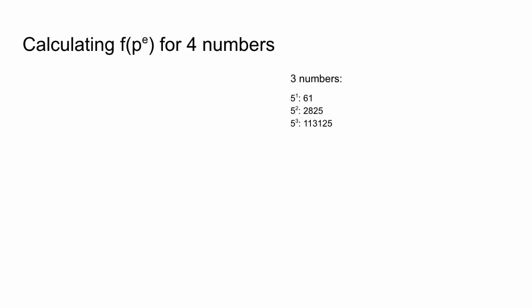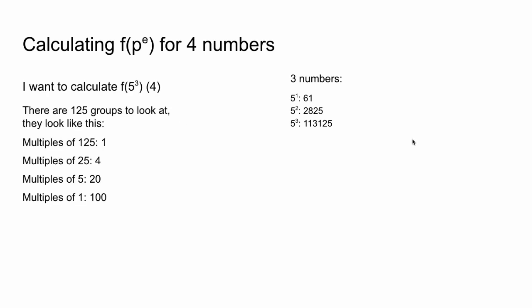Finally, I'm just going to calculate f of p to the e for four numbers once, just to show you how it's done, and then that's it for this part. Let's say I want to calculate f of 5 to the 3 given four numbers. What I need now are the values of f of 5 to the exponent for three numbers, which I'll reference to get our values.